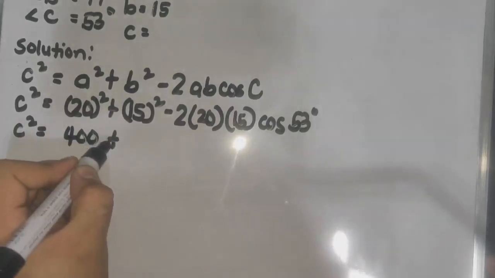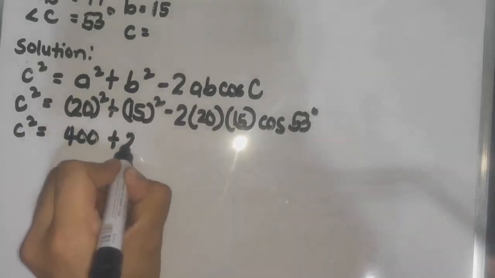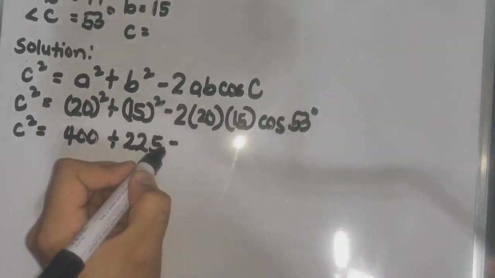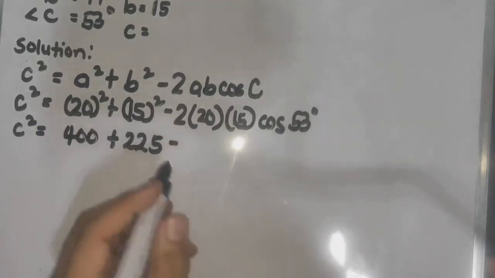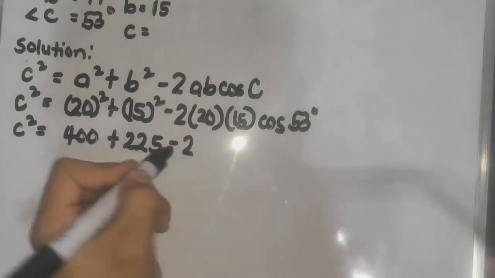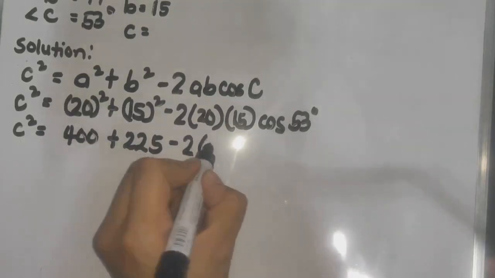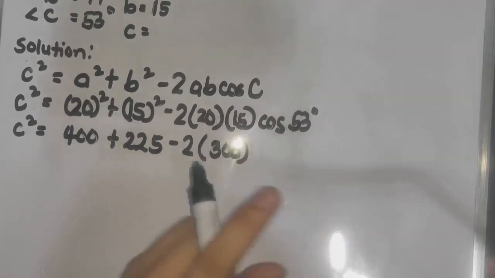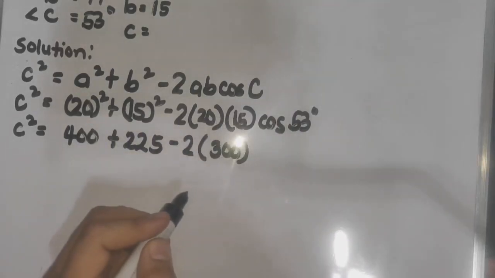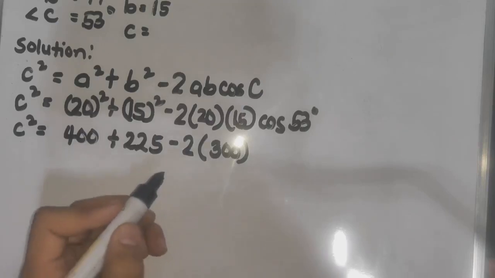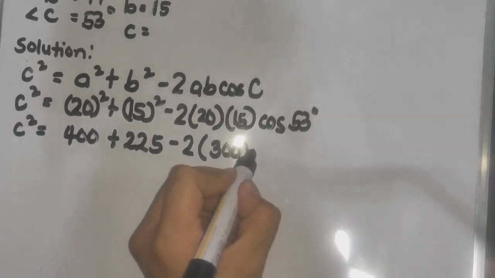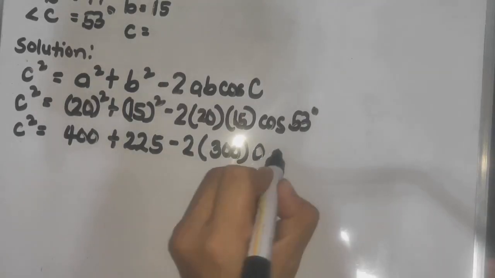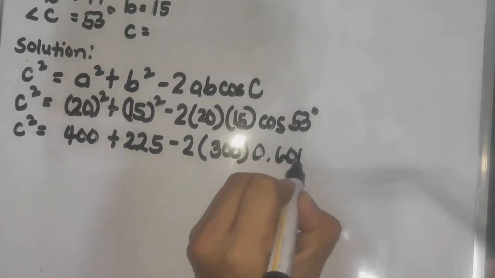Then simplify. C squared is, 20 squared is equal to 400 plus 15 squared is 225 minus, so, multiply muna natin yung nasa loob ng parenthesis. So, bring down yung 2. 20 times 15 is 300. Times cosine of 53. Kuhanin natin yung value niya for decimal places. The answer will be, so cosine, then 53, 0.6018.